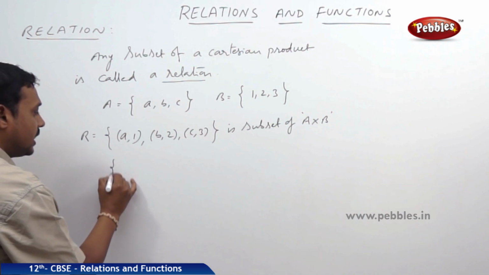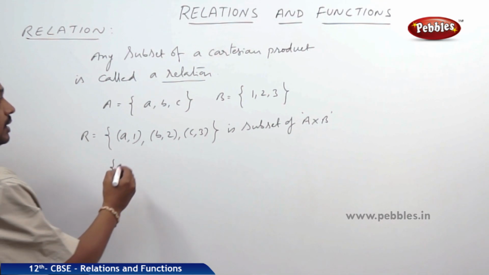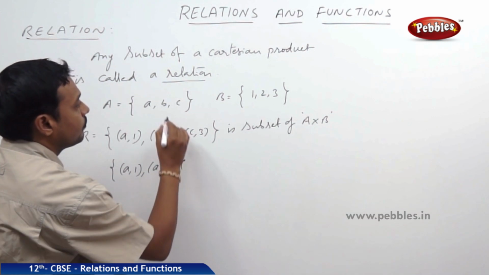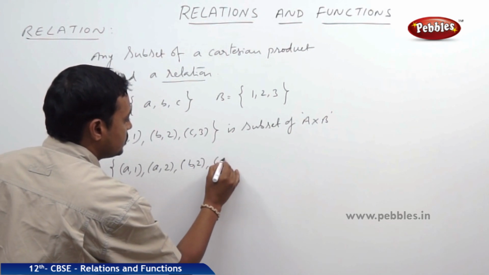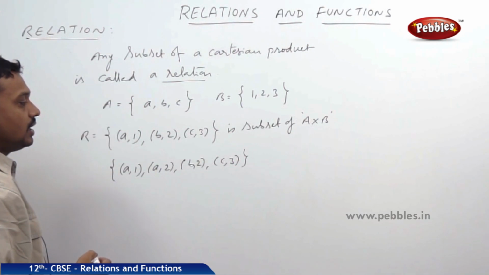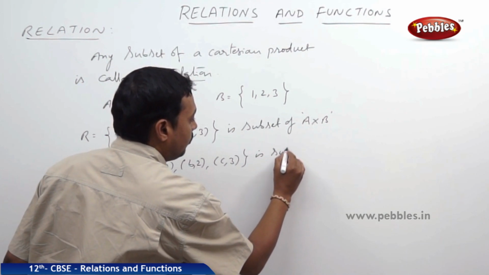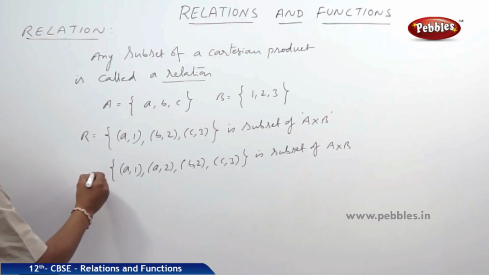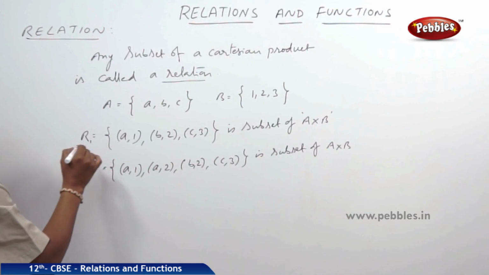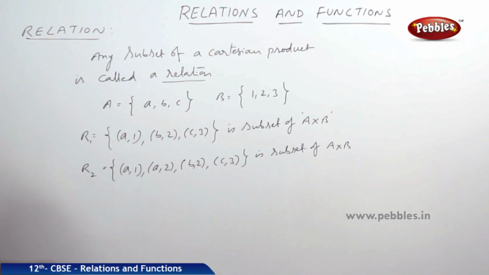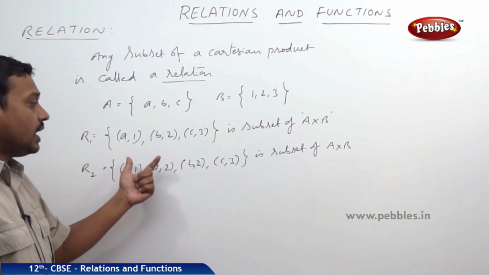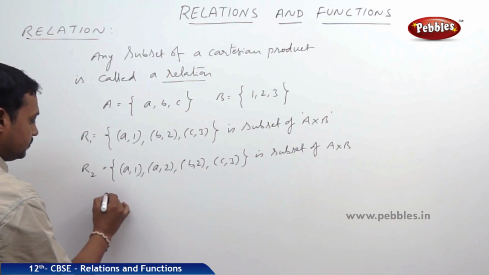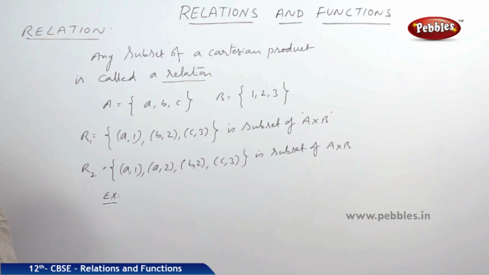Similarly, let us take one more subset like (a,1), (a,2), (b,2), (c,3). See here, it is also a subset of A cross B. Hence, it is also another relation. Suppose the first one be R1 and this is R2, etc. We can define some other relations from A to B. Now, let us take one more example.